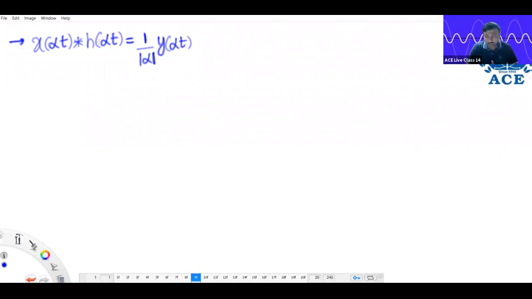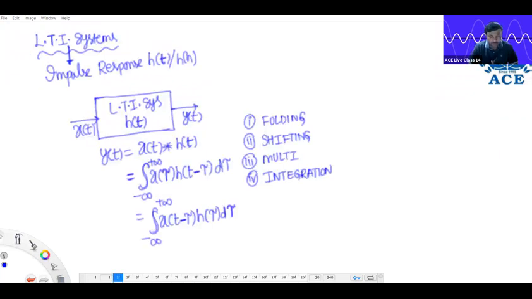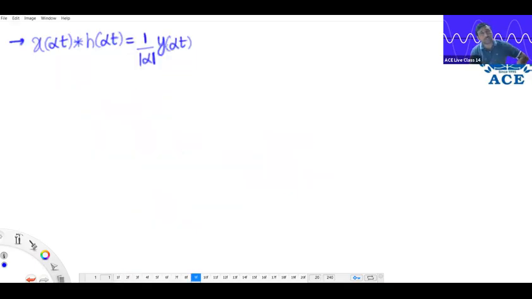If you want the proof of this one, what you have to do? In the original formula, x of t becomes x of alpha tau. H of t becomes h of alpha t minus alpha tau. X of alpha tau, h of alpha t minus alpha tau. Assume alpha tau as lambda, alpha into d tau is d lambda. Like that, we have to prove it. When you prove it, it will retain this formula, sir. Okay? If the input and system are scaled by alpha, the respective output is scaled by alpha with amplitude scaling 1 by mod alpha.